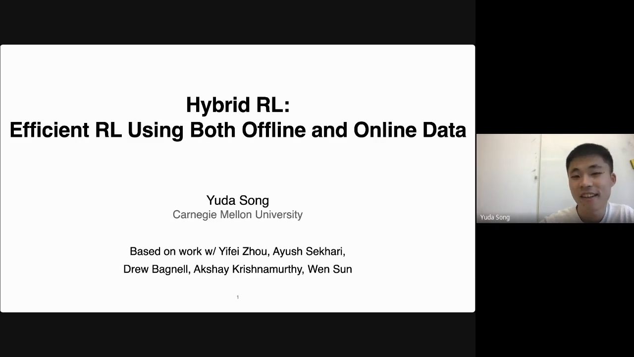And as the title of the talk suggests, we're going to talk about this RL paradigm where you can use both offline and online data. And this is, as we're gonna show, gonna be an efficient RL paradigm. And for the outline of the talk, for the first part, I'm gonna give some motivation on what are the advantages of this setting. And for the second part of the talk, I'm gonna introduce a specific algorithm under this hybrid RL setting. And I'm gonna show you some result from the algorithm.